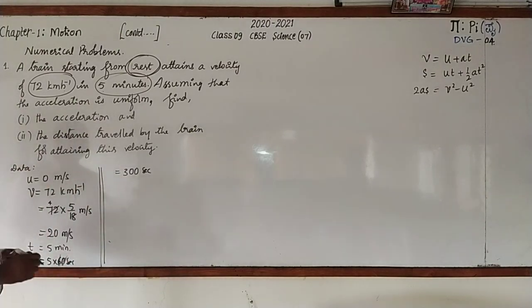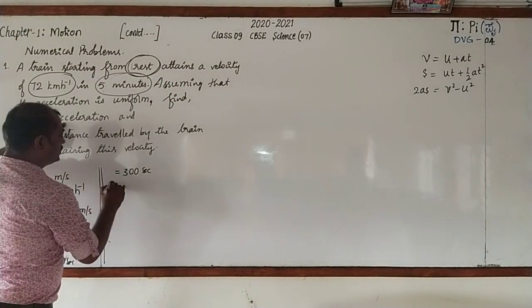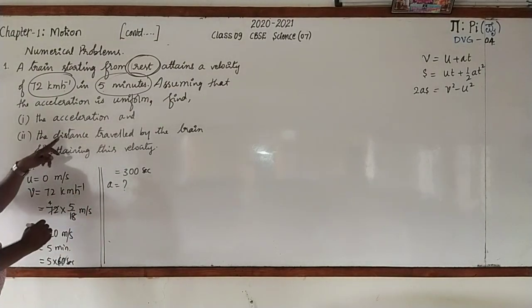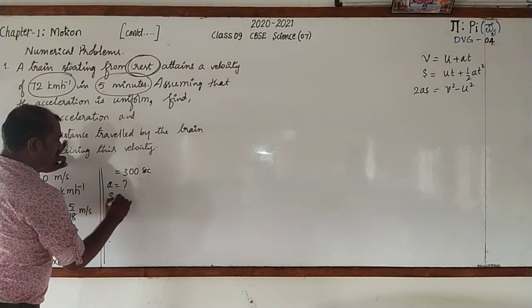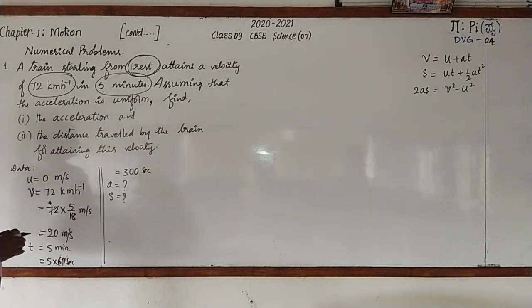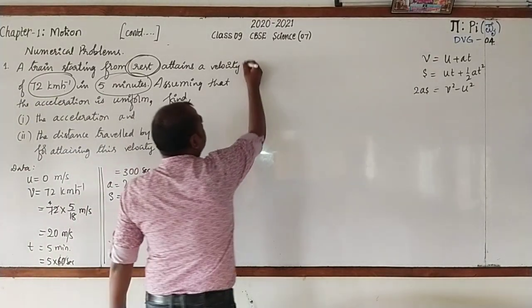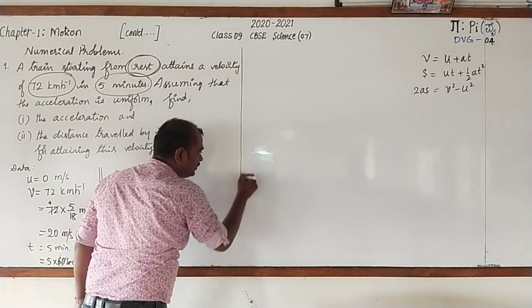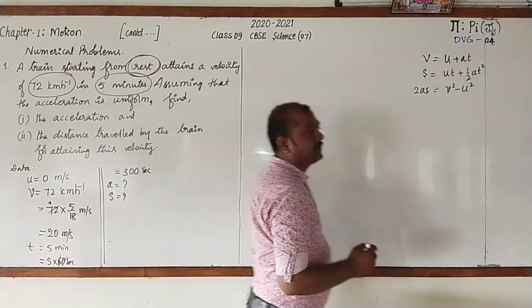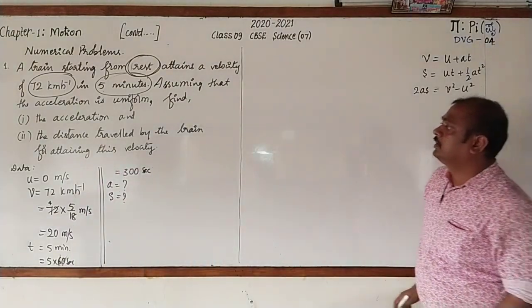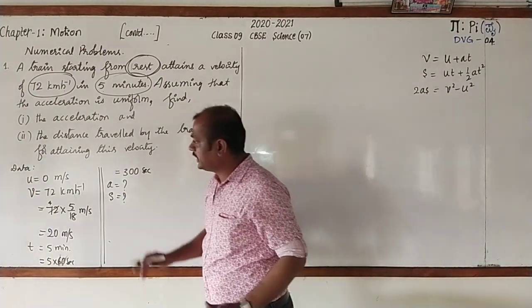Okay, what you are going to find out? You will find out the acceleration, first one, and the second one is distance traveled. Now, in case of equations of motion, we take the distance and displacement as same. Let's go for finding the acceleration.